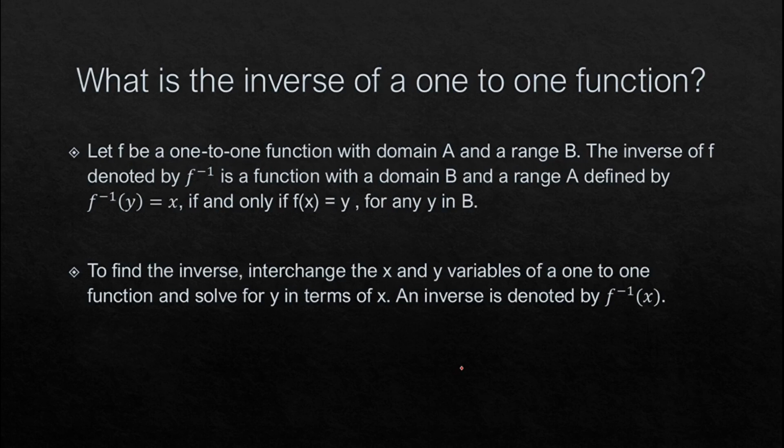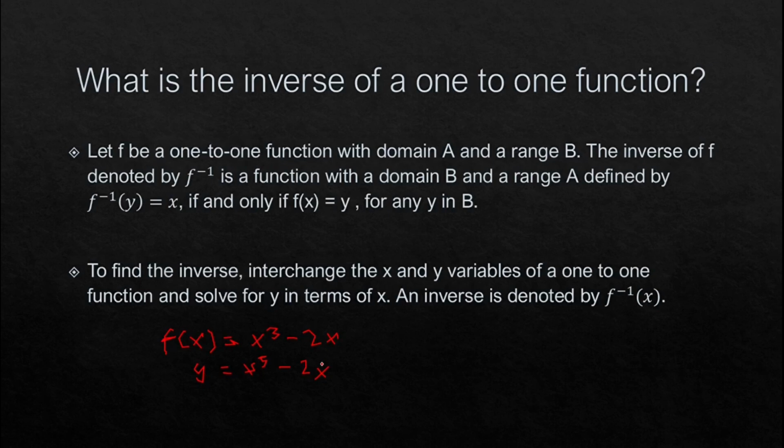So basically, this comes from the module, the definition. So basically, for a 1-to-1 function, say you have the example f of x is equals to x cube minus 2x. The inverse of a 1-to-1 function is basically, let's change f of x to y first, so y equals x cube minus 2x.